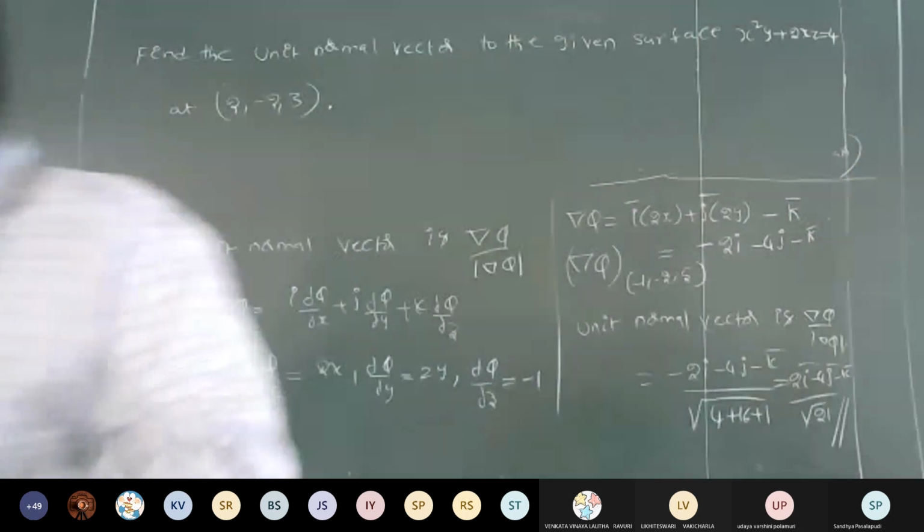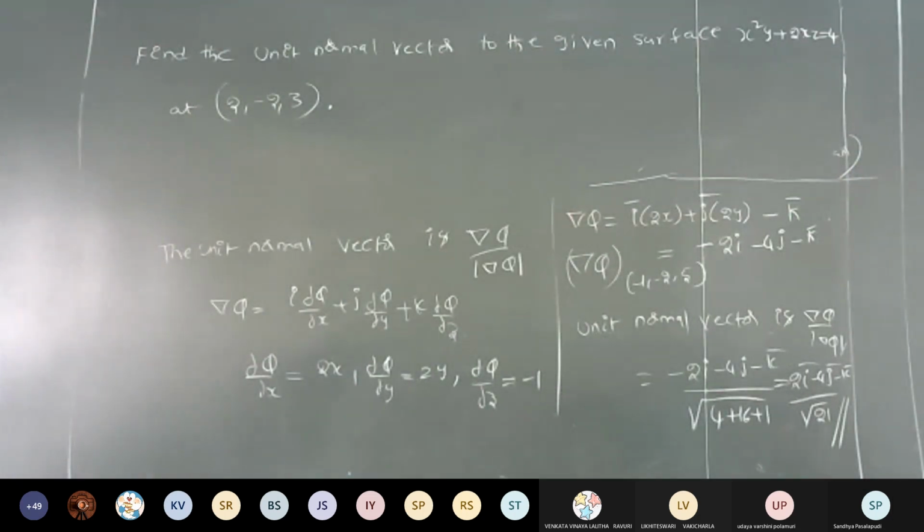So this is left for your homework. After this class, in our free time, we have to simplify that problem. In the next session, we will discuss the problems related to the directional derivative. So right, don't miss.